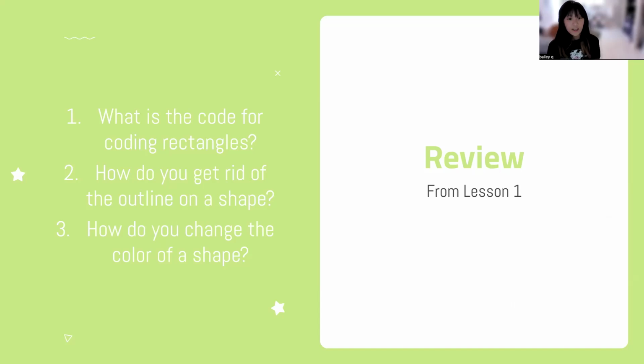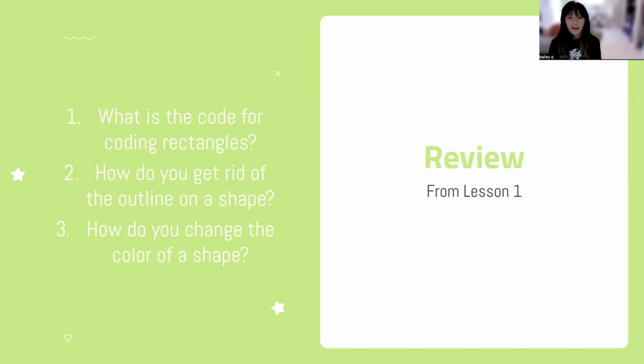The second question, how do you get rid of the outline on a shape? You would use the noStroke command. Just as a reminder, that is using the capital S, and after you write the word noStroke, again, capital S, you close it with just a pair of parentheses and a semicolon.